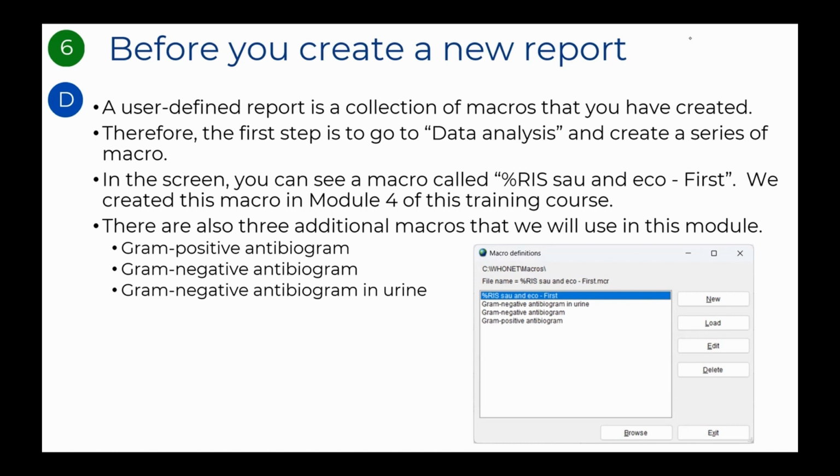So before you create a new report, you should return to Interactive Data Analysis to create a series of macros that you would like to include in the report. For example, in Module 4 of this course, we created a macro with the name %RIS, SAU, and ECO first. In the below example, I have created additional macros with the names gram-positive antibiogram, gram-negative antibiogram, and gram-negative antibiogram in urine.